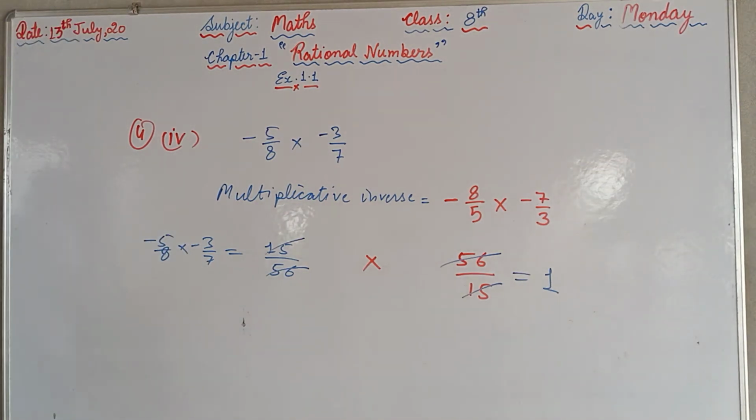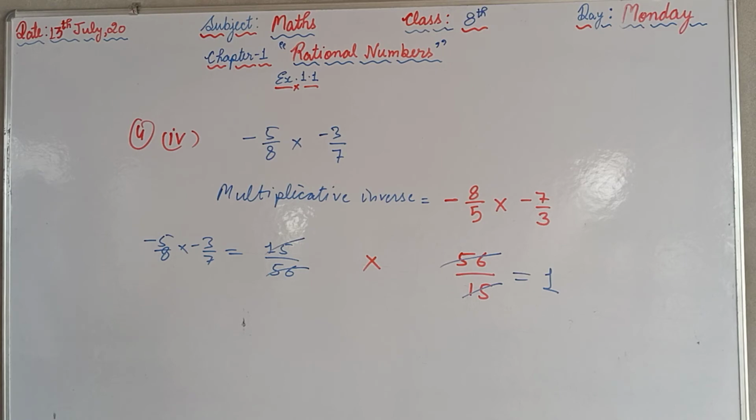The next question is: name the property under multiplication used in each of the following. First one, we are seeing that minus 4 upon 5 into 1 is equal to 1 into minus 4 upon 5 is equal to minus 4 upon 5. That is the unit multiplicative identity. We are multiplying by 1, that is the unit multiplicative identity. In the second part we are changing the order, that is the commutative property.